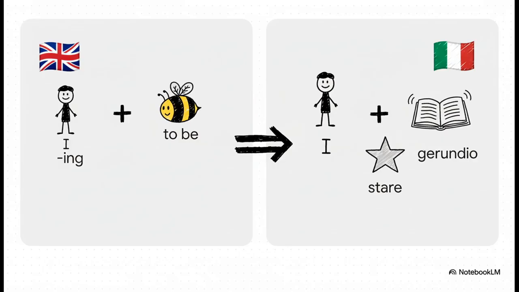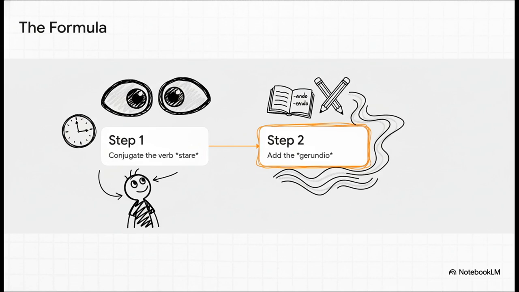Well, Italian has a direct equivalent, which is awesome. They use the verb stare followed by that special gerundio form. So "I am studying" becomes "sto studiando." See that? It's basically a one-to-one match. It's a really logical system once you see it laid out. And building this thing is way easier than you might think. It's just two simple parts.